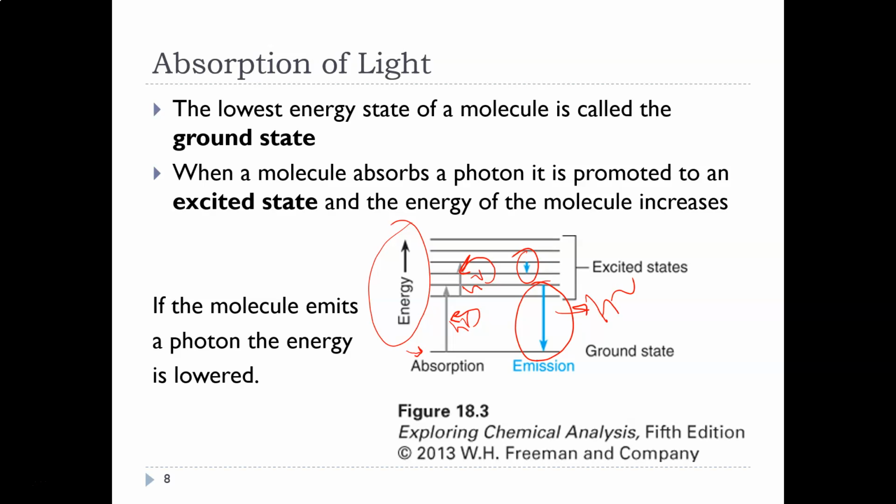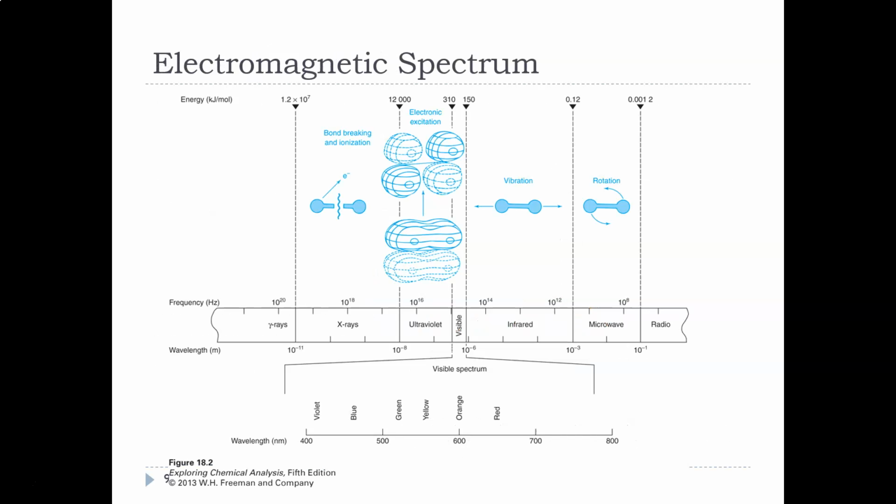So this is just giving us a visual representation of light being absorbed to go from the ground state to the excited state, or light being emitted going from the excited state down to a lower energy level or to the ground state. So looking at the electromagnetic spectrum, which we saw in the last video, going from gamma rays down to radio waves, what we're looking at here is it in a different perspective.